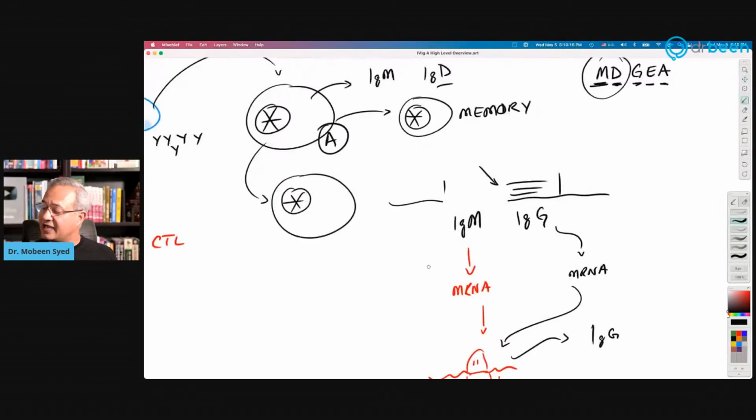A cell that has class switched, a cell that has moved from one class to the next, cannot go back to the previous class. For example, a cell that is making IgG cannot go back and say, you know what, I want to start making IgMs now, because it has already spliced off the DNA and thrown it out.